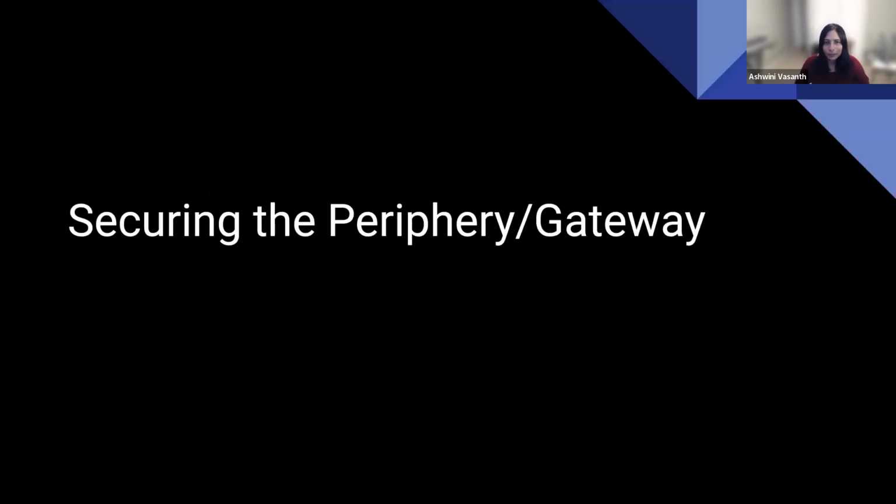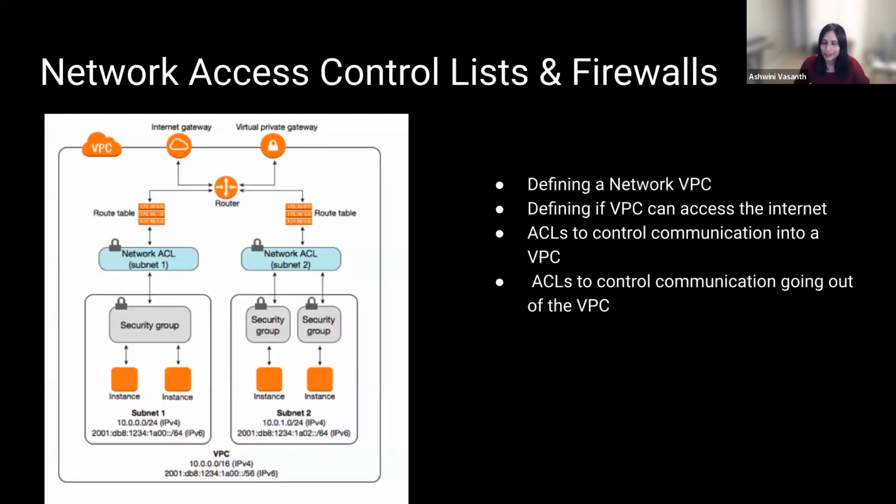So let me start with talking about the periphery or the gateway. This is the fence equivalent, right? Of course, there are various levels of protection. I'm starting with the network access control lists and the firewall. This is usually the first level of defense in some sense. It's the periphery, typically just the entry point into your product and possibly even outside of your product. And this involves a few things.